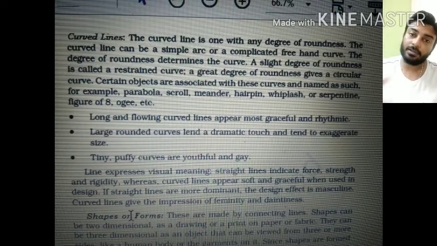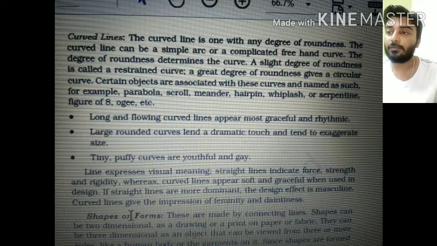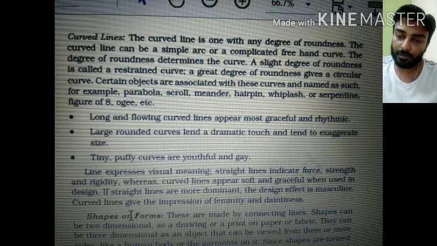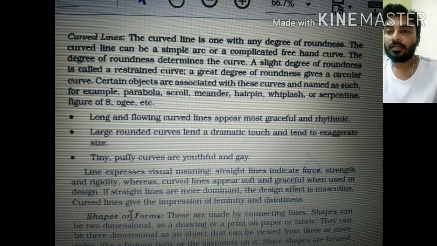So basically this line is very important, which you have to remember: straight lines indicate force and rigidity, whereas curved lines appear soft and graceful when used in a design. So if straight lines are dominant, the design effect is masculine, and curved lines give the impression of femininity and daintiness.